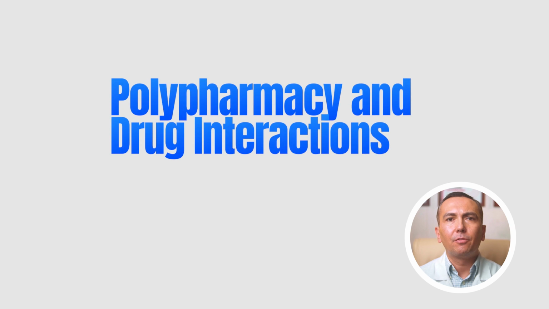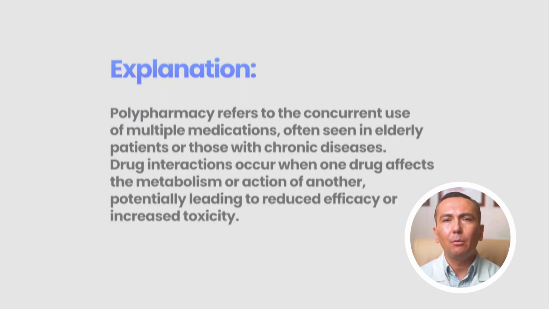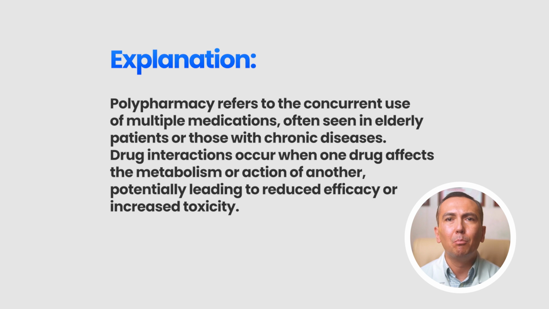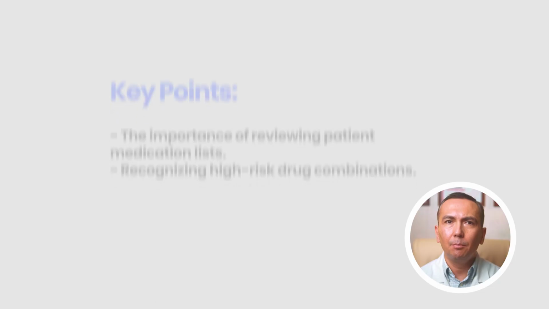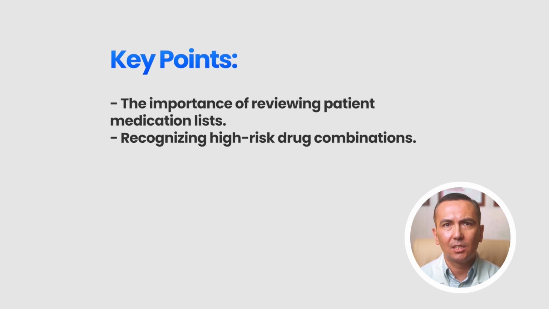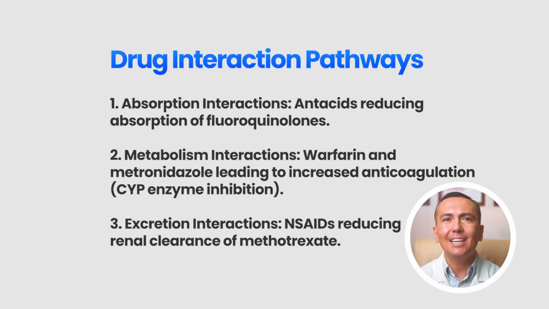Next, let's talk about polypharmacy and drug interactions. Polypharmacy refers to the concurrent use of multiple medications, often seen in elderly patients or those with chronic diseases. Drug interactions occur when one drug affects the metabolism or action of another, potentially leading to reduced efficacy or increased toxicity. Key points to pay attention to: the importance of reviewing patient medication lists and recognizing high-risk drug combinations. These are the drug interaction pathways we should be aware of: absorption interactions, such as antacids reducing absorption of fluoroquinolones.